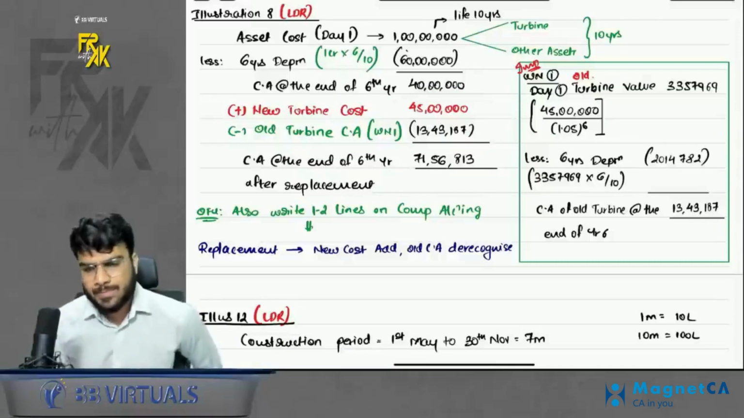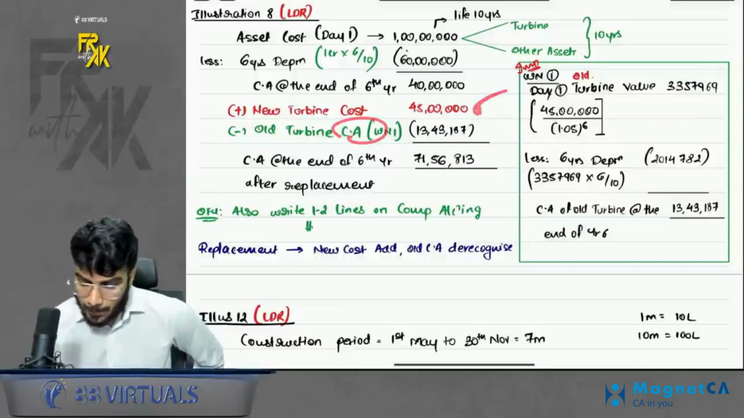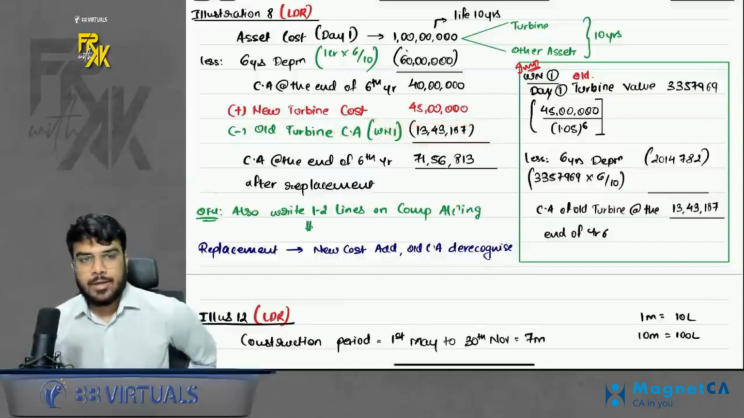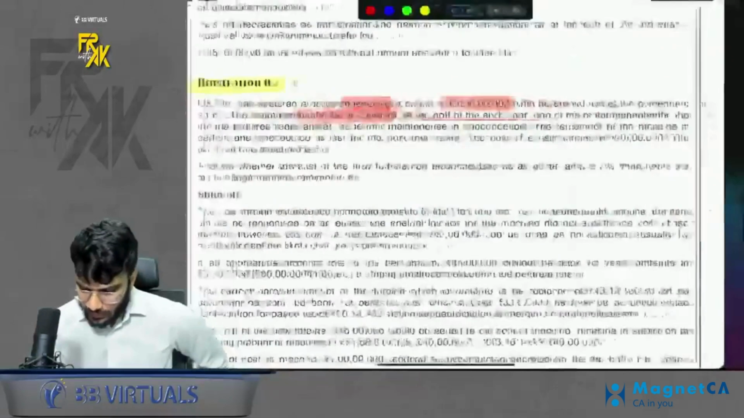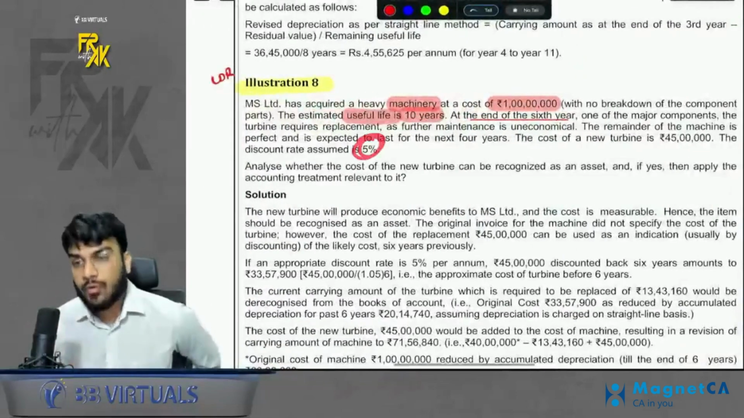In replacement, we will add the new value and we will deduct the old carrying amount. So we added the new value, but the old carrying amount is missing here. So we have to find the old carrying amount. And how do we find it? We have to make some assumptions. The discount rate is given. So what will we do now?